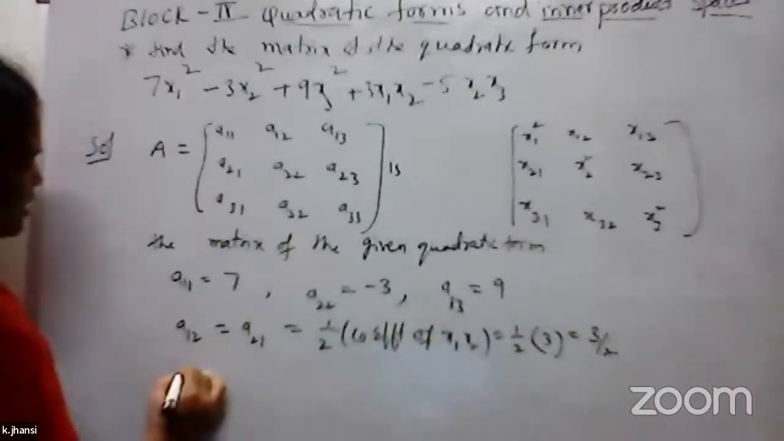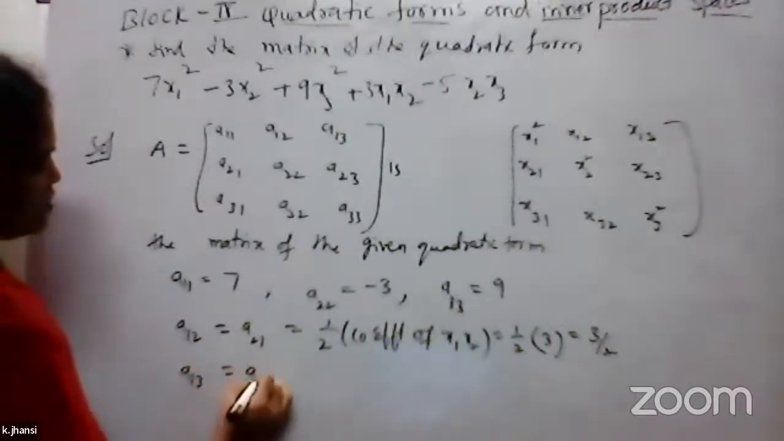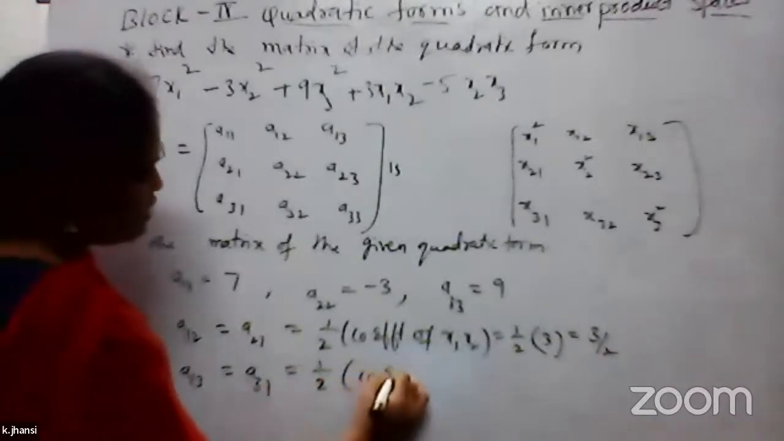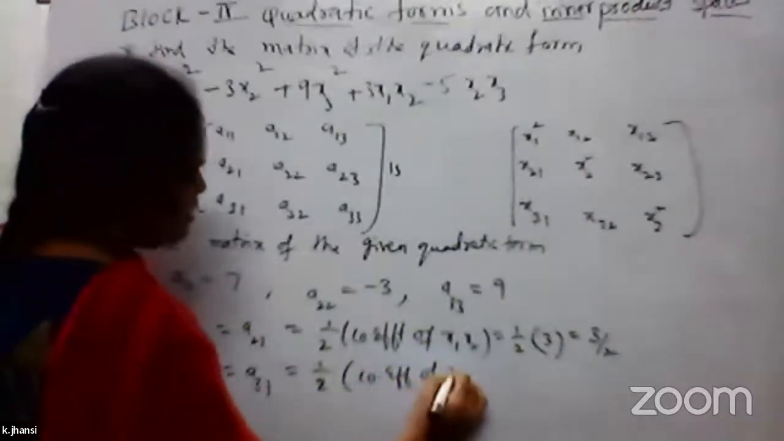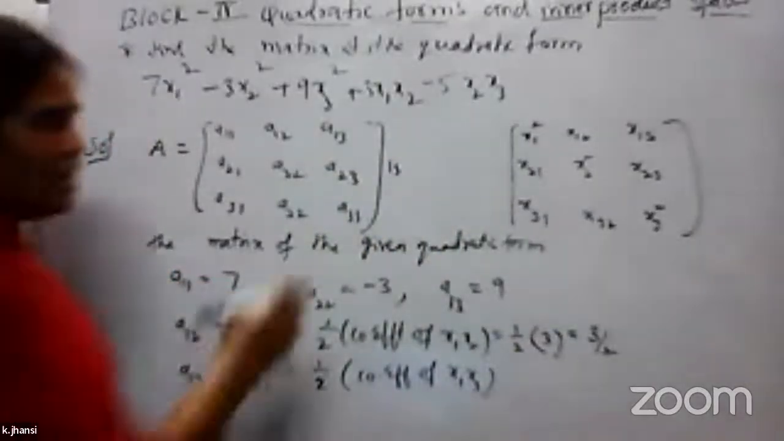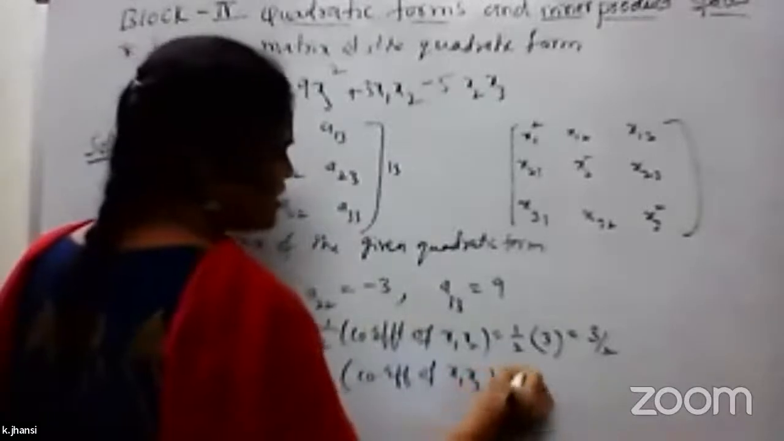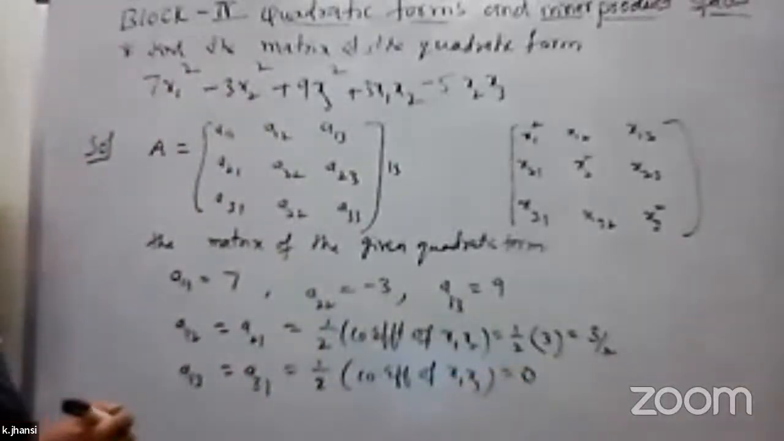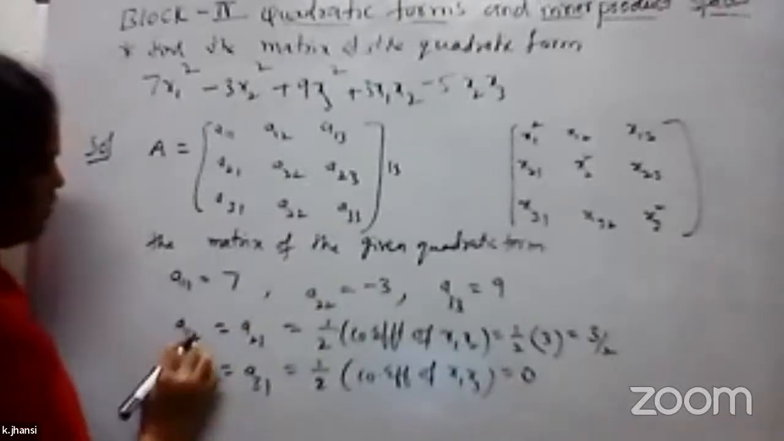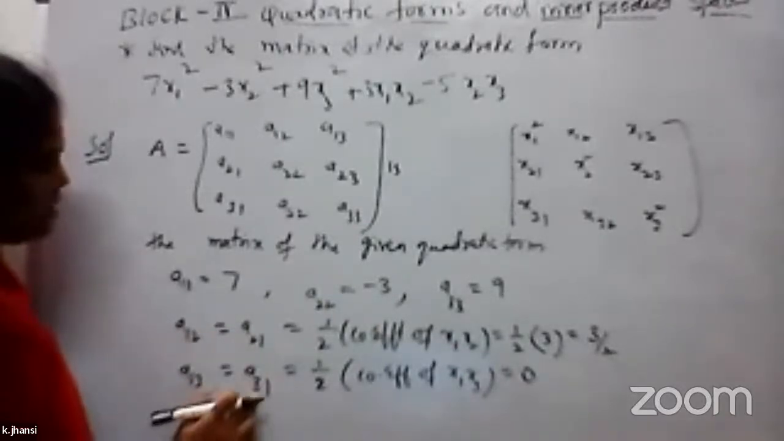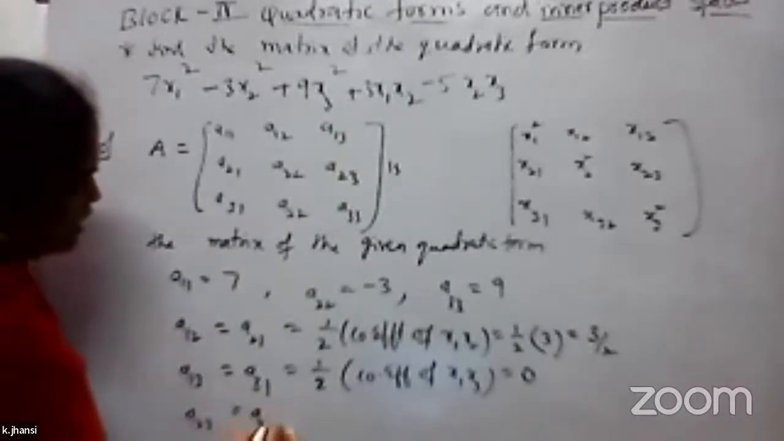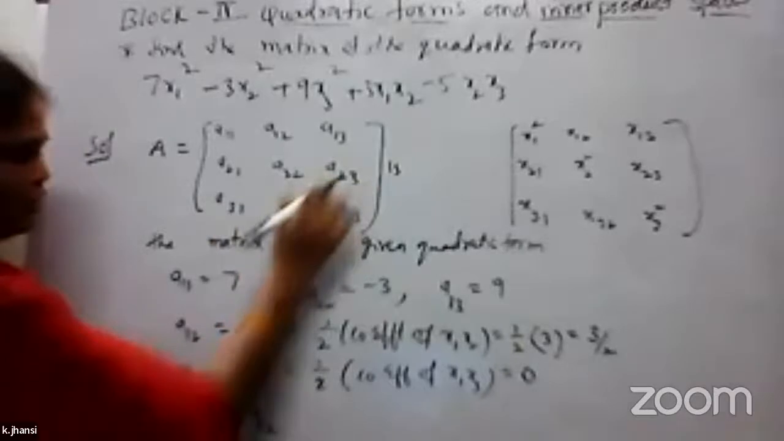Next we have A13 equals A31 equals 1 by 2 into the quotient of x1, x3. In the problem, x1, x3 is not there in the given question, so that value is 0. The value is not there, which means both the values are 0 here. Next, A12, A21 is completed, A13, A31 is completed. Next we have A23 equals A32, these two values, 32 and 23.